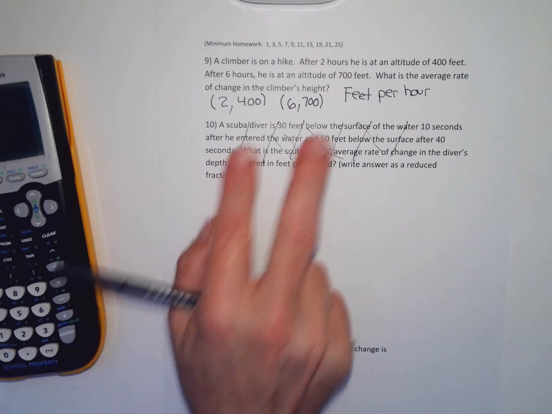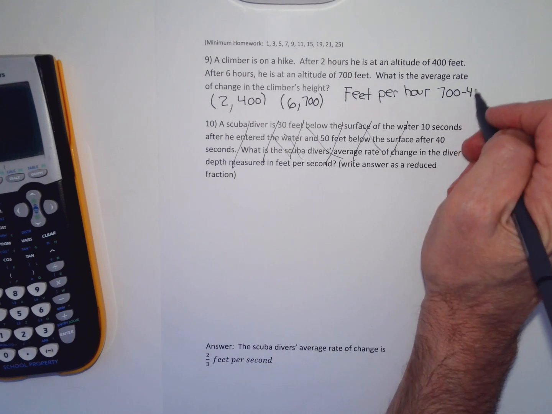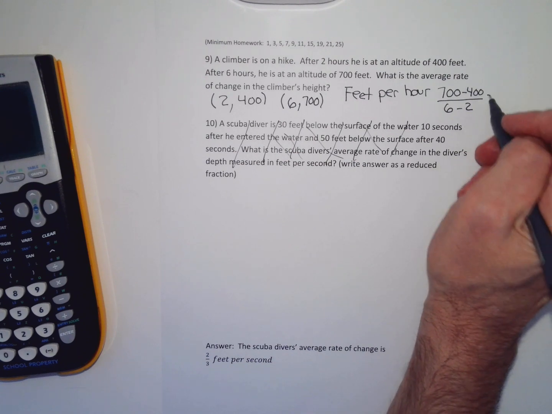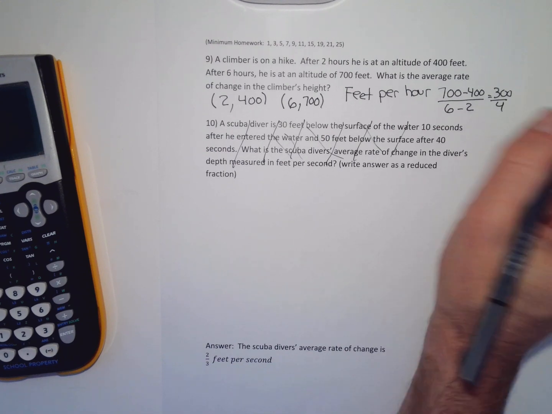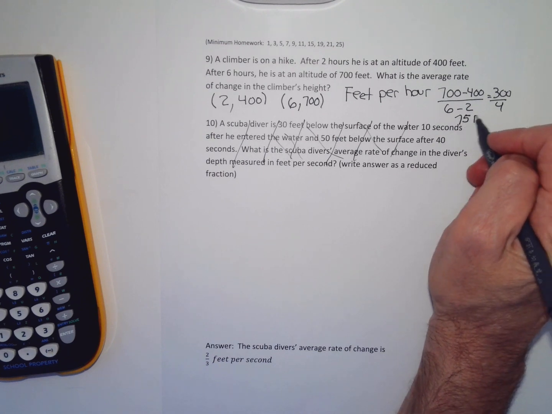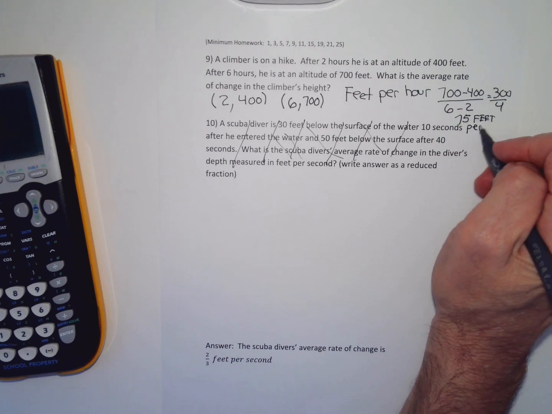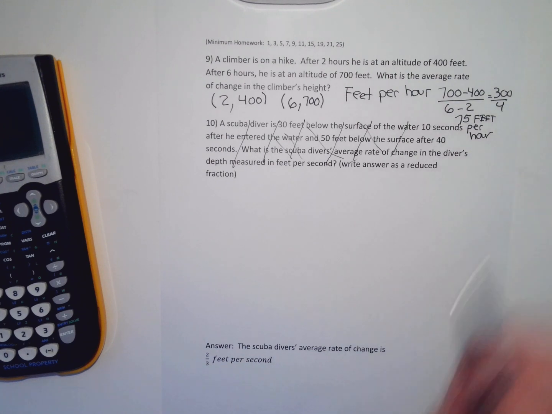So the average rate of change is just the distance, 700 feet elevation minus 400 feet elevation over the times. At 6 hours minus 2 hours, the average rate of change is going to be positive, 300 over 4. The units are feet in the numerator, hours in the denominator. I think that's 75 feet per hour because the numerator is the distance in feet, the denominator is the time in hours, and I get average rate of change. In word problems, I have to tack units on, and feet per hour feels really good.